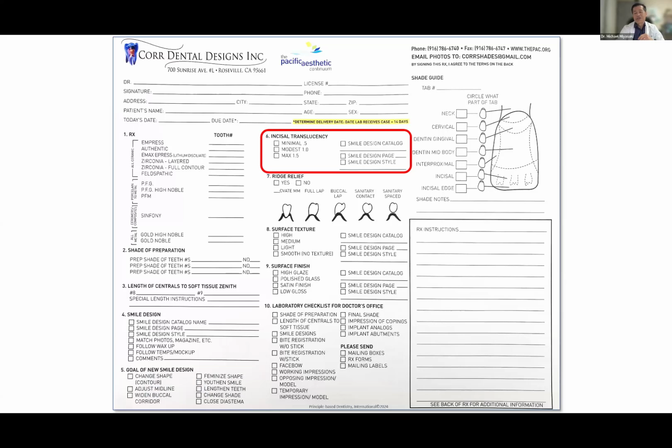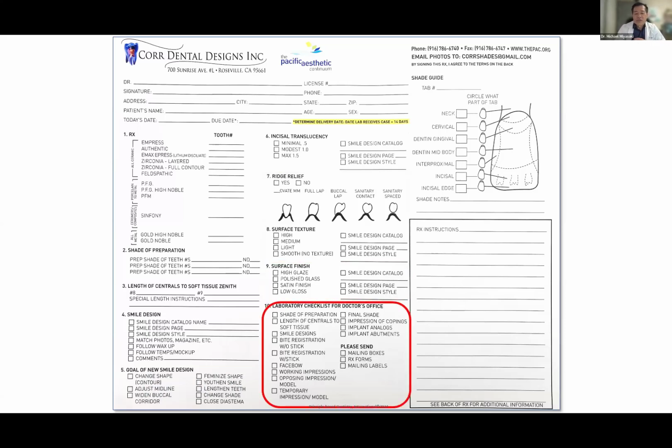Do we want to have any translucency, or do we want to just have a more bright veneer? If we're doing a bridge, what type of pontic design do we want to have? Surface texture. Do I want it to be smooth like a Chiclet, or do I want to have some surface texture to break up the light? Here, do we want a really shiny surface or maybe a matte surface? So again, you could specify that.